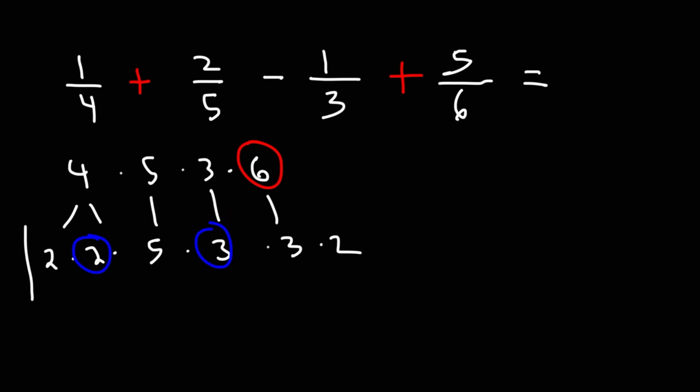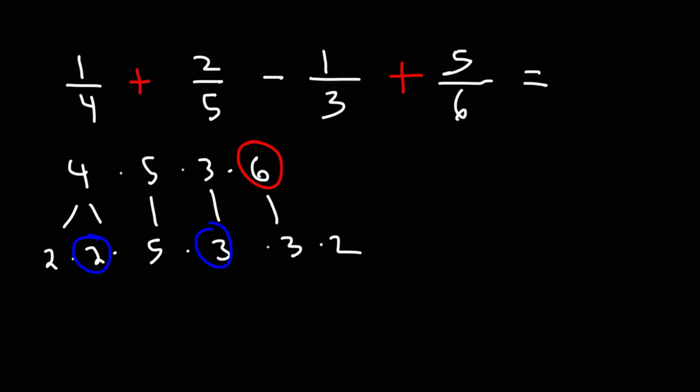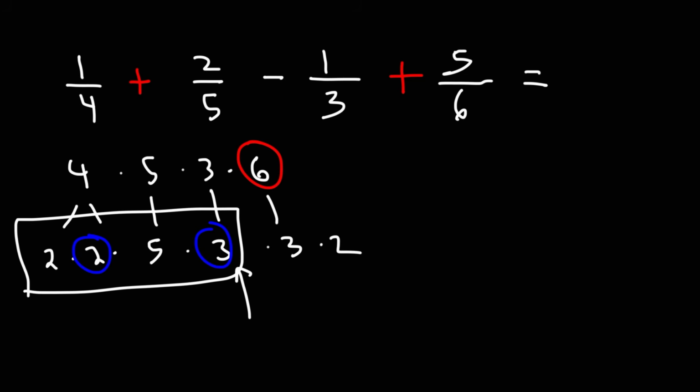So if we multiply these four numbers, that result is going to be divisible by 4 because it has 2 times 2 in it. It's going to be divisible by 5 because it has a 5 in it. It's divisible by 3 because it has a 3 in it. And it's divisible by 6 because it has 2 times 3, which is 6 in it. So we don't need to multiply by this extra number because we already have a 6 in this number.